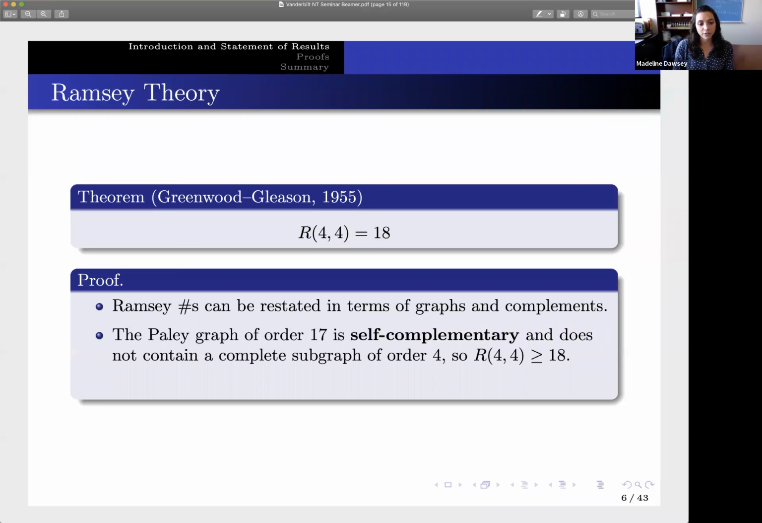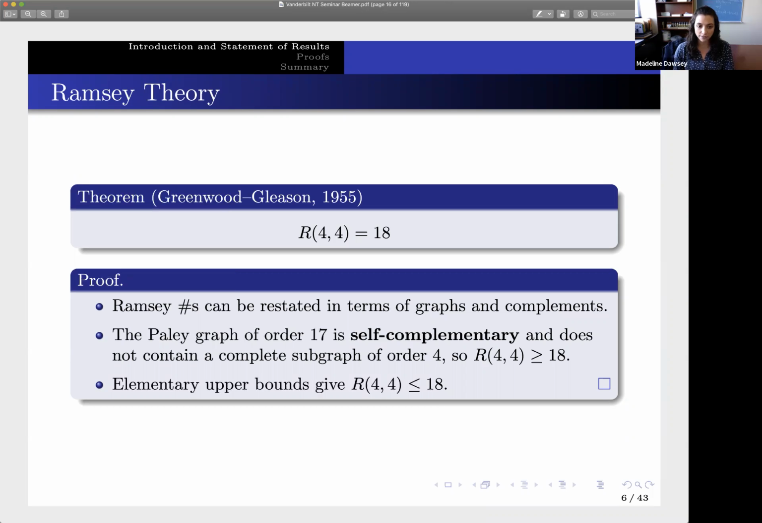Well, that Paley graph on the previous slide is self-complementary. That means it's isomorphic to its own complement. So if you can show that the Paley graph doesn't have a complete subgraph of order 4, then automatically its complement also doesn't have a complete subgraph of order 4, because those are the same graph. So that gives you a lower bound. It says that R(4, 4) is at least 18. And then you can use elementary upper bounds to show R(4, 4) is less than or equal to 18. So it has to be equal to 18.